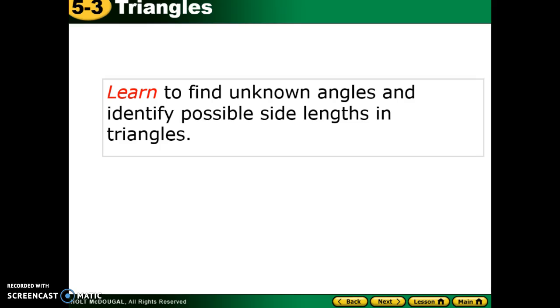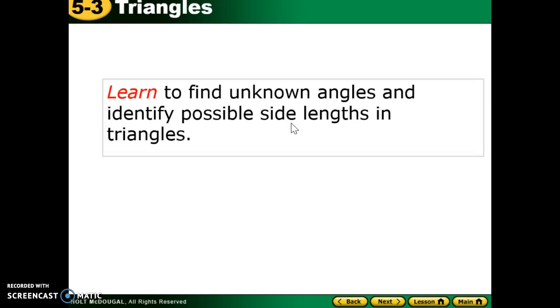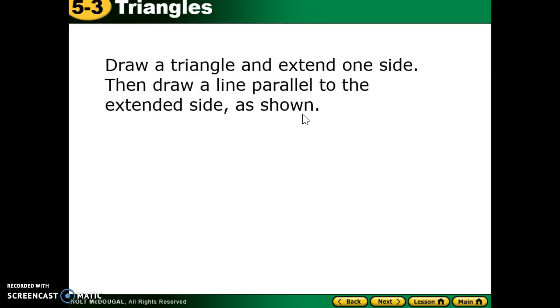Okay, so today you're going to learn how to find unknown angles and identify possible side lengths in triangles. The new thing for most people is this, identifying possible side lengths in triangles. We haven't done that before, I don't believe. So hopefully you learned something new. If not, sorry. So let's look at this example.